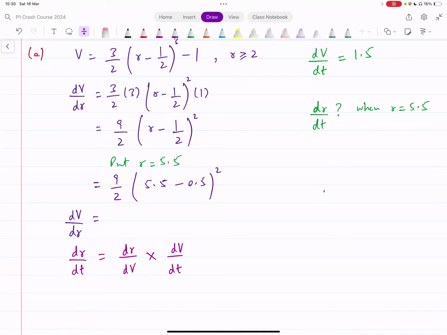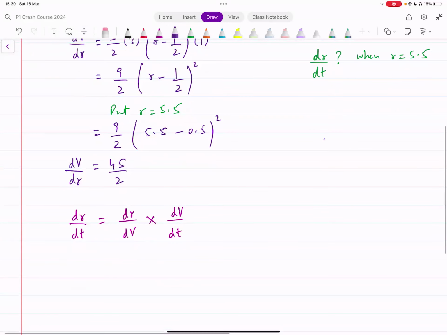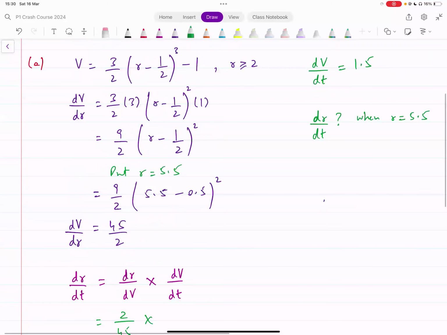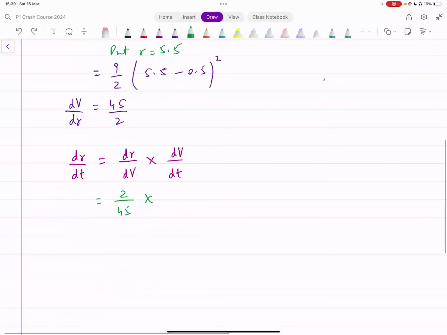Anyone? 45 over 2. That's dv over dr. Now we put that here. dr over dv. If dv over dr is 45 over 2, what about dr over dv? That's going to be 2 over 45, multiplied by dv over dt, that was 1.5. And that's going to give you the result. This is going to become 3 over 45. 3 over 45 is 1 over 15. So that's the rate of change of radius with respect to time.